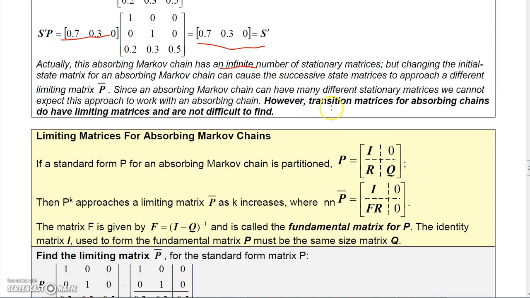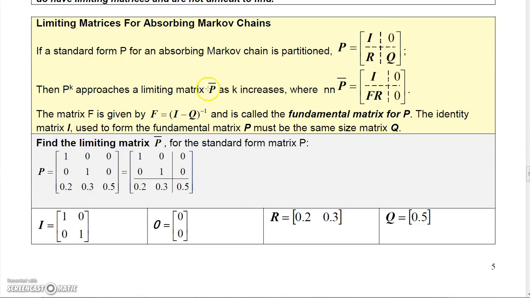However, the transition matrices for absorbing Markov chains do have limiting matrices, and they're not too difficult to find. So let's go back to our diagram of the way the standard form of an absorbing Markov chain is partitioned. We're going to partition it like this: I, the zero matrix, R, and Q. It turns out that P to a power, if we pick a high enough power, approaches a limiting matrix P bar as k increases, and P bar is actually this matrix.